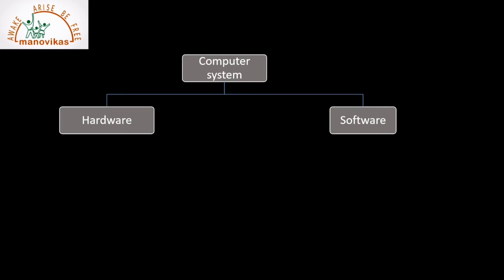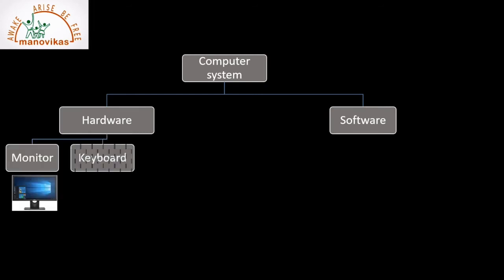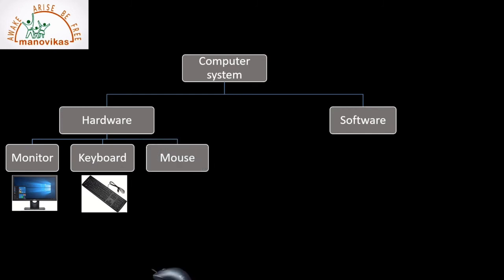Similarly, in a computer, the hardware are those parts that you can touch. They are the monitor, keyboard, mouse, speaker, CPU, UPS. All these parts we can physically touch. What is software? Software are the set of instructions that helps the computer to run smoothly.